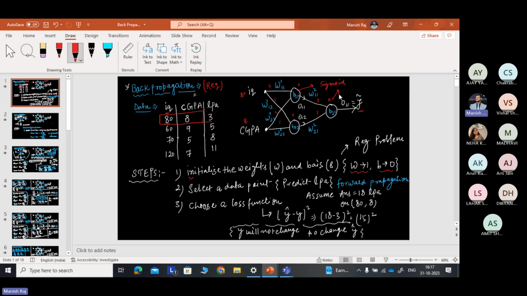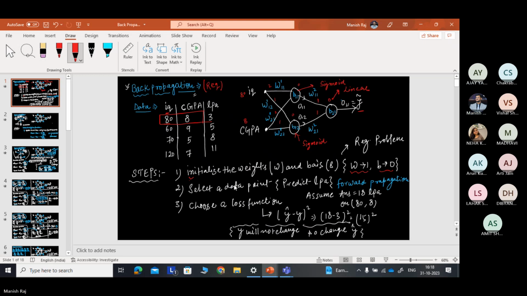And this last one will be linear because I am dealing with a regression problem. These will be sigmoid or whatever, ReLU, sigmoid, whatever you want. You can take any activation function here. So these are sigmoid, but this will be linear at the last. You can calculate this value.